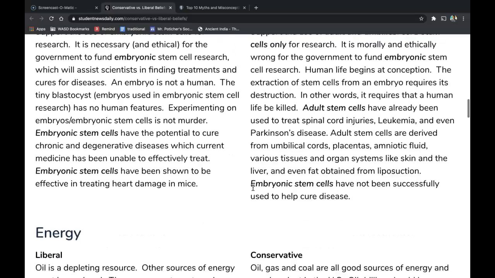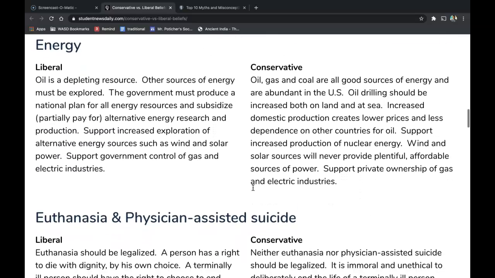On your chart, the next issue that you are responsible for here is energy. Liberals and Democrats would say that oil is a depleting resource. Other sources of energy must be explored. The government must produce a national plan for all energy resources and subsidize, partially pay for, alternative energy research and production. We should support increased exploration of alternative energy sources such as wind and solar power and support government control of gas and electric industries.